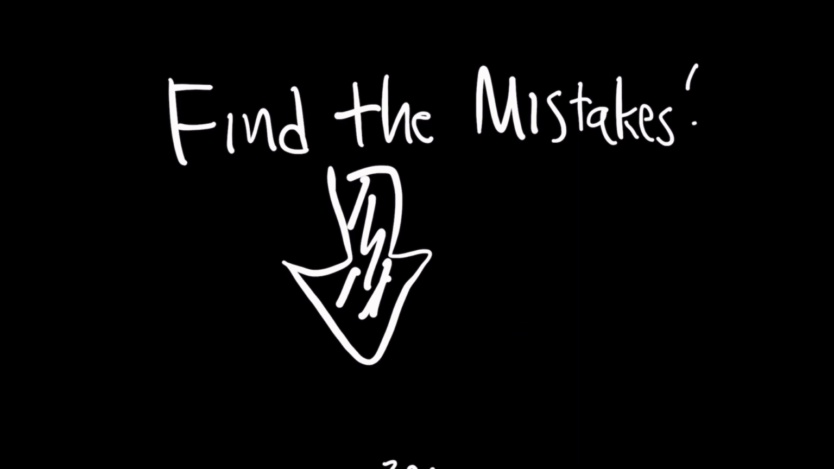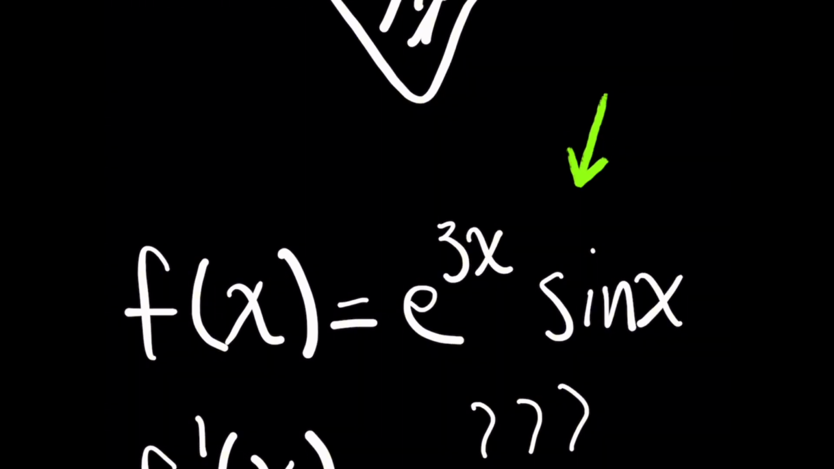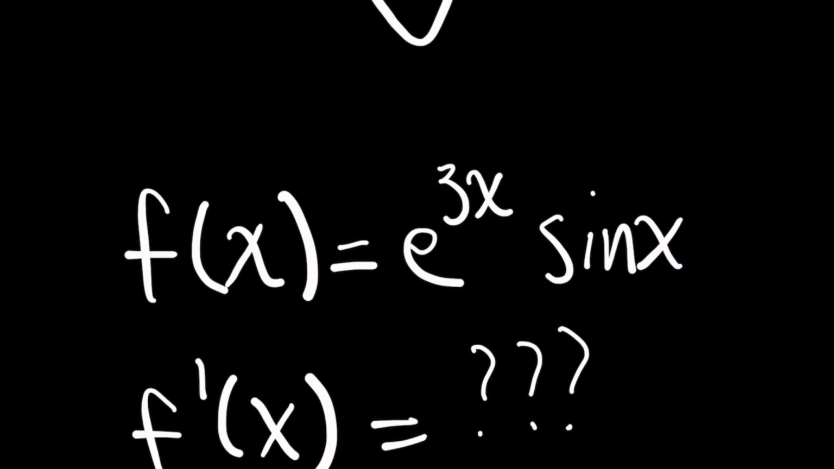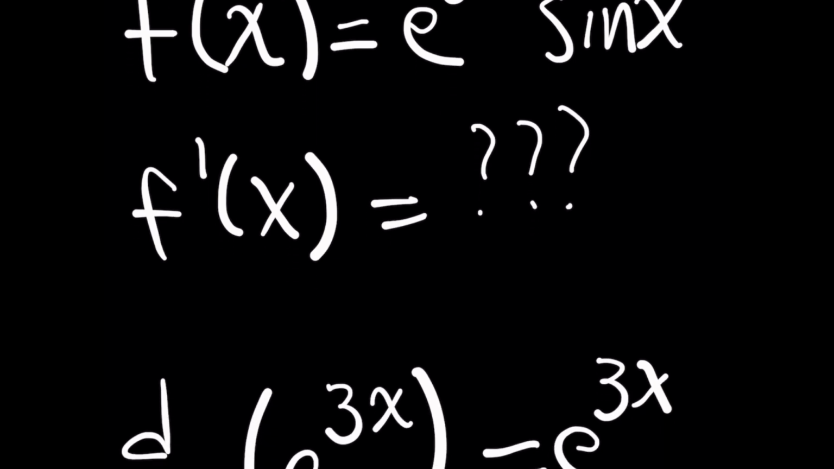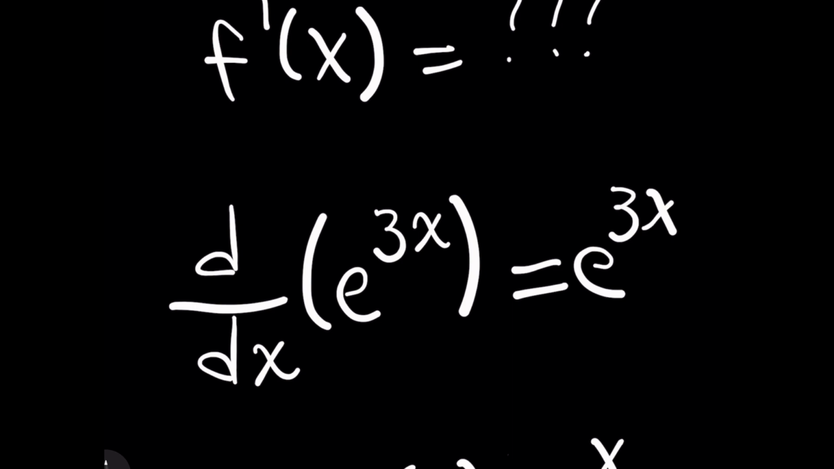Say I gave you this derivative problem, e to the 3x sine of x. For a problem like this, I like breaking it up into two sides, so I would start with the left-hand side personally to just simply find the derivative of the e to the 3x part itself. Now, I'm going to claim that the answer of the derivative is simply e to the 3x. Can you tell me what I did wrong in the comments below?